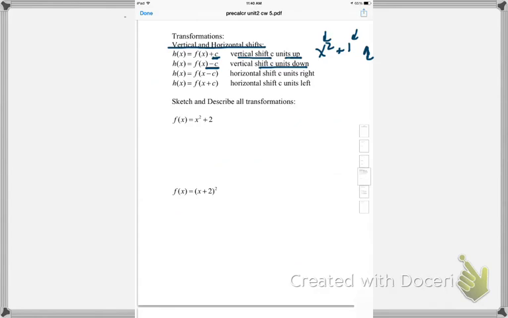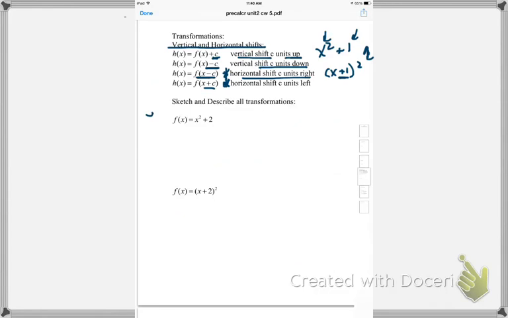Another one we use is when it's inside the parentheses, such as x plus 1 squared. When it's inside this parentheses, it's a horizontal shift. And the thing with these guys is they go the opposite direction. If it's a minus, it will go to the right. If it's a plus, it will go to the left. So your horizontal shift will affect your domain.